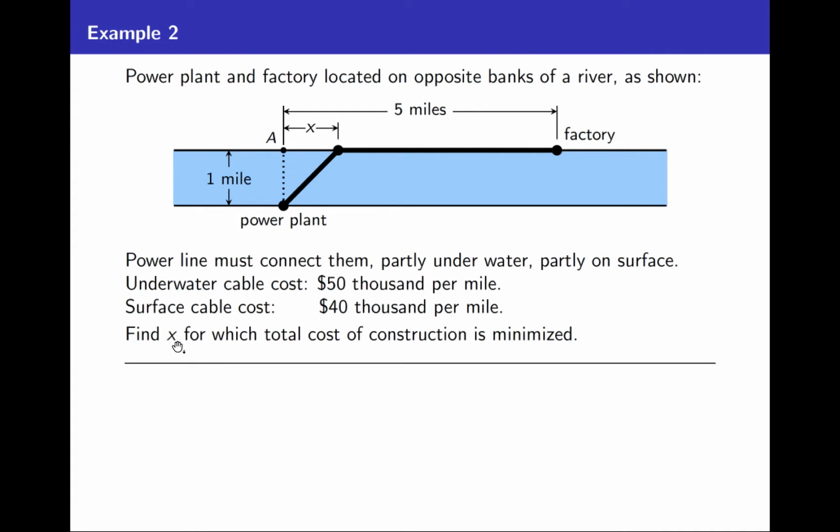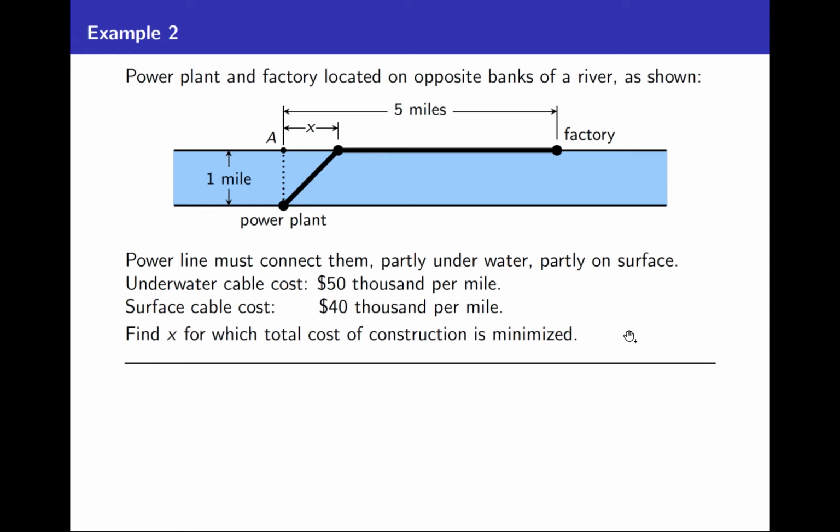What we want to do is find an X for which the total cost of construction is minimized. And the X here is given in this picture. There's a point A directly across the river from the power plant. And then measuring from A, we go down a distance of X. That marks the point where the underground cable hits the above ground cable, and the cable continues to the factory. So the question is, what should X be? How many miles should it be so that the total cost of laying this cable is minimized?